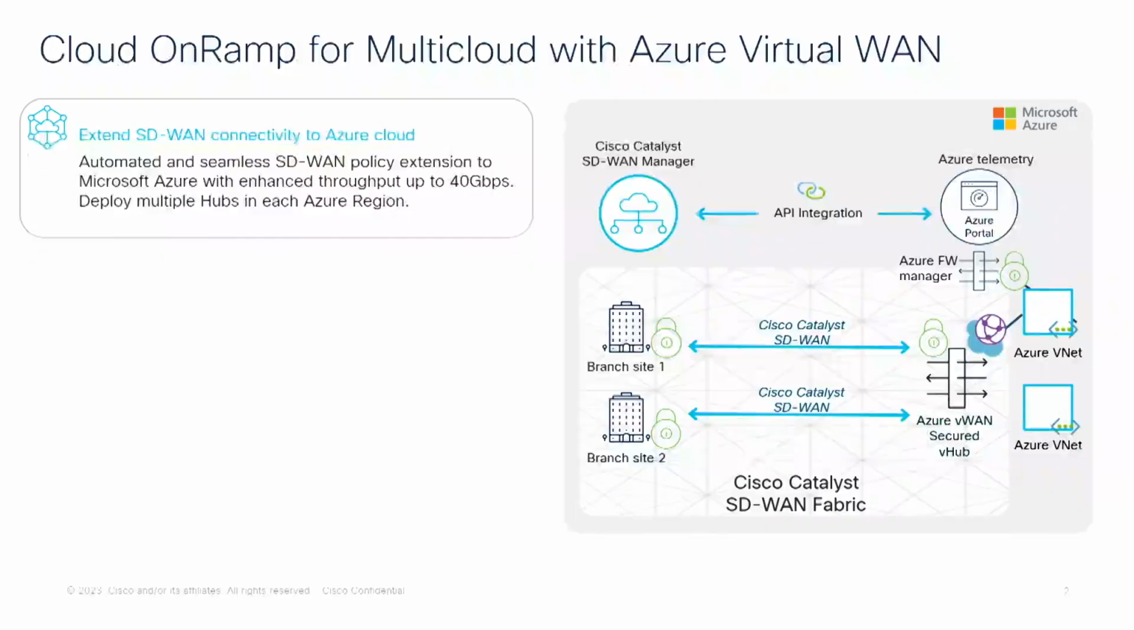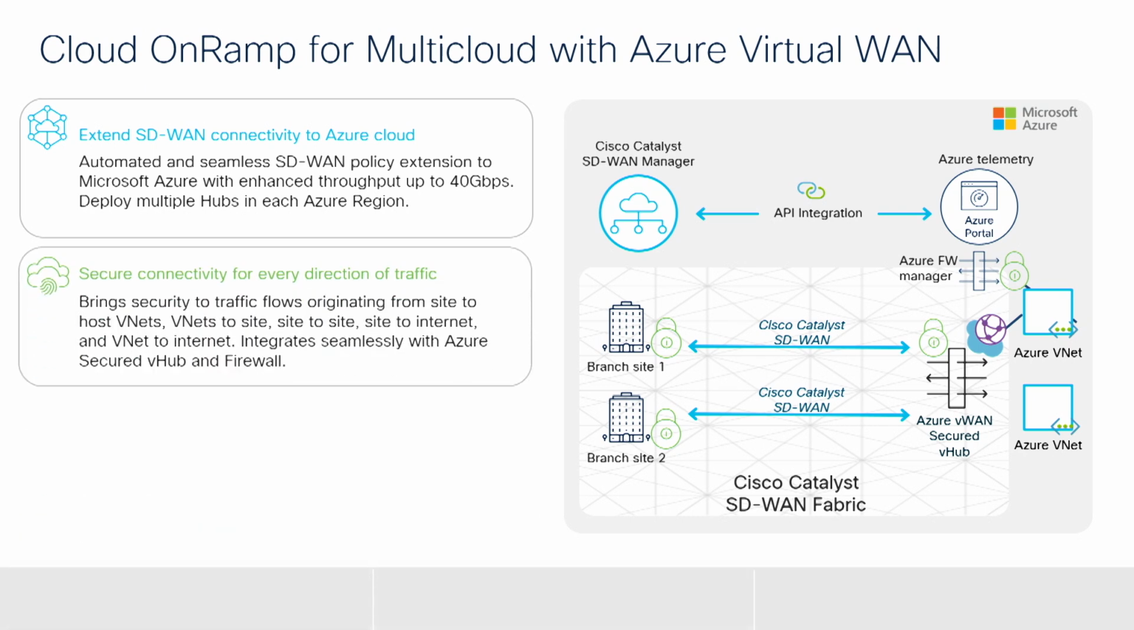In today's demo, we're going to take a look at how Cisco Catalyst SD-WAN works with Azure Virtual WAN. Cloud on-ramp for multi-cloud solution helps extend the Cisco SD-WAN connectivity seamlessly to the Azure cloud and do that with high throughput and also deploying multiple instances as part of the Azure region.